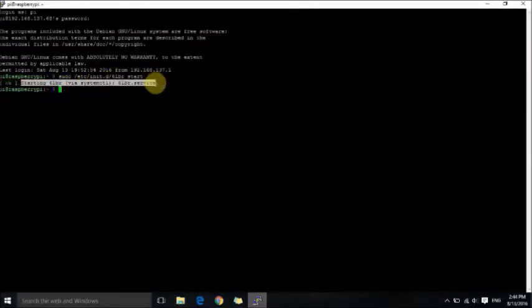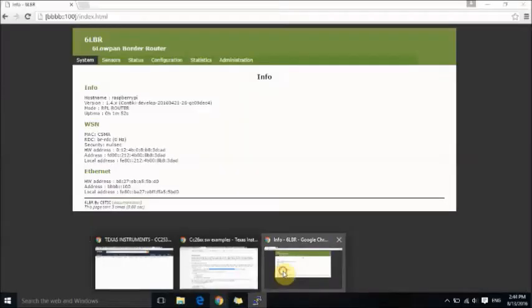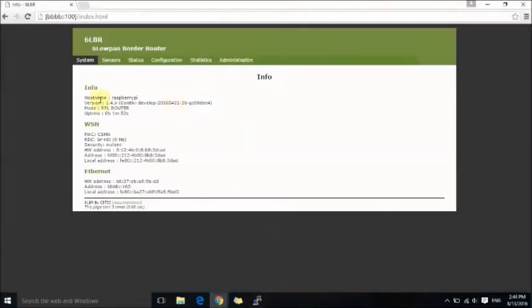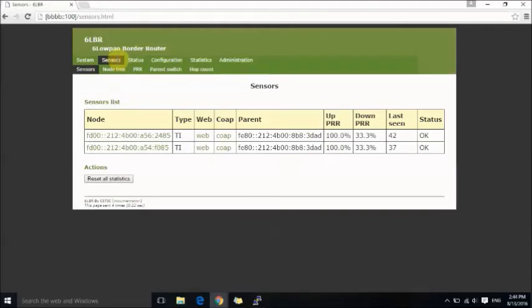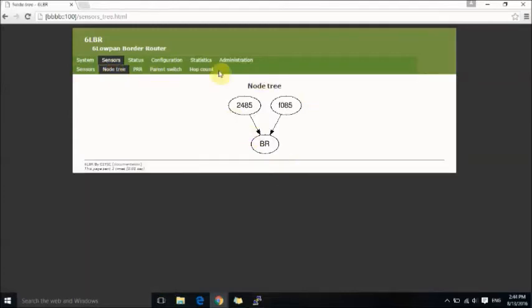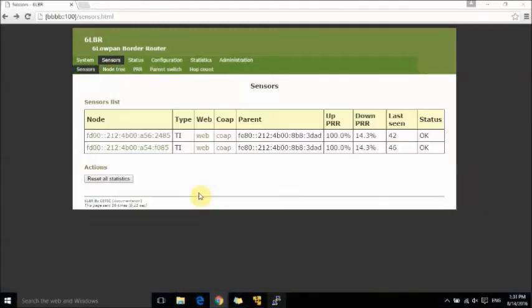We have started the 6LPR application on the Raspberry Pi. Once the application has been started successfully, we can access the default web server page. On the system tab, we can get the network statistics, and when we go to the sensor tab, we can get the sensor information of the sensors connected to the router, and this is a network map which depicts the network diagram.